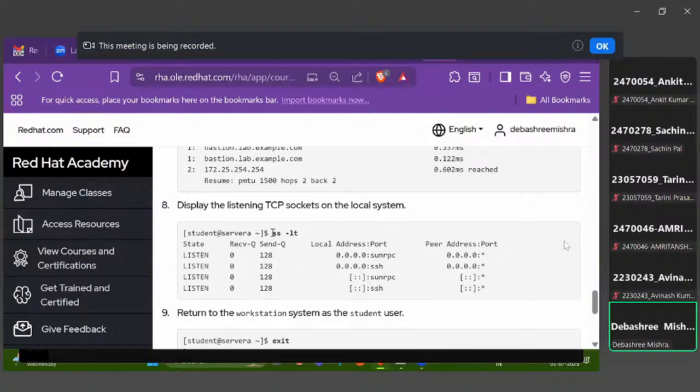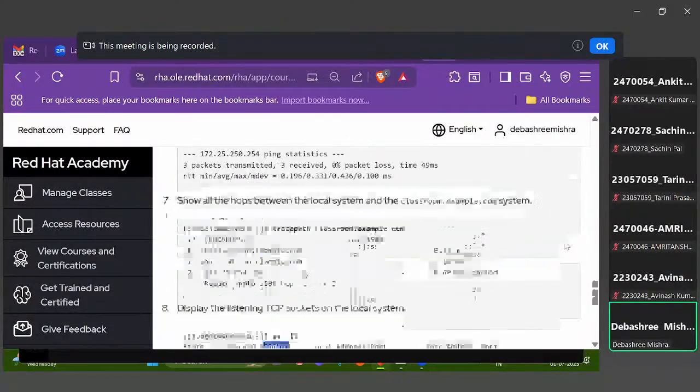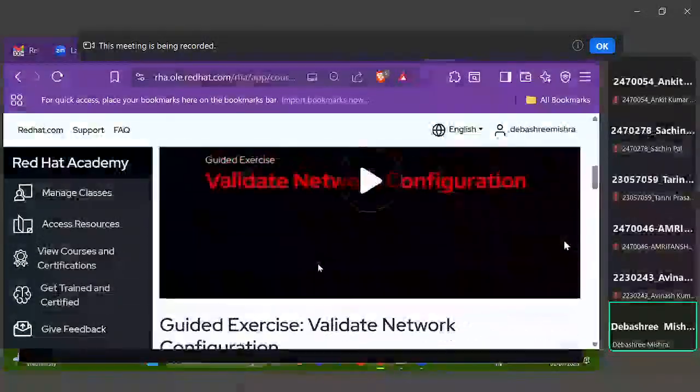Then if you want to check the different types of TCP sockets on your local system, you will use ss -lt. So you can get the state, the receive and send queues, and all these different types of ports. You will get the different details of this. Then you can close this particular session and the lab will be finished.